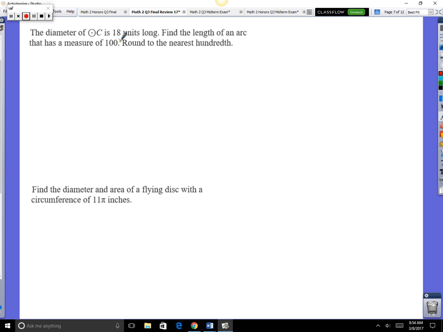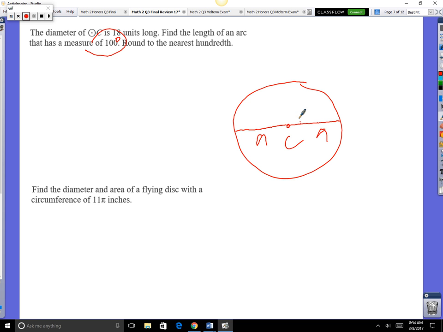Okay, the diameter of C is 18 long. You need to find the arc length. So if you've got circle C, the diameter is 18, so that guy is 9 and that guy is 9. And you need the arc of a 100-degree arc. So 100 degrees, something like this. So if you have 100 degrees right there, so that's 9, that means this arc measures 100 degrees. Okay, now they want the length of it. They want to know how long it is.